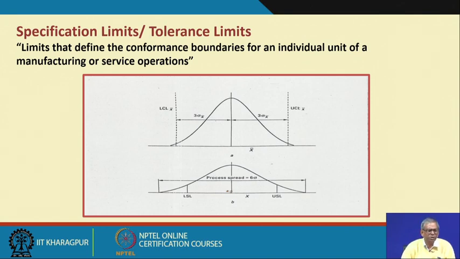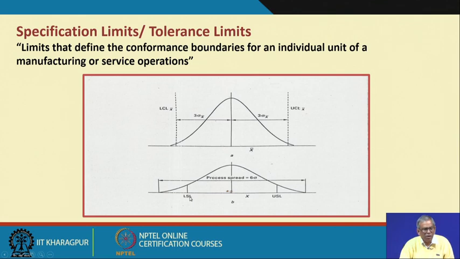And in many cases, unless otherwise specified, these two terms are used interchangeably, particularly when you deal with the physical dimensions of a product or a component. So, how is it defined? Limits that define the conformance boundaries for an individual unit of a manufacturing or service organization. So, the conformance boundaries, like in a given case, for a given quality characteristic, say X, you may have USL, you may have LSL.